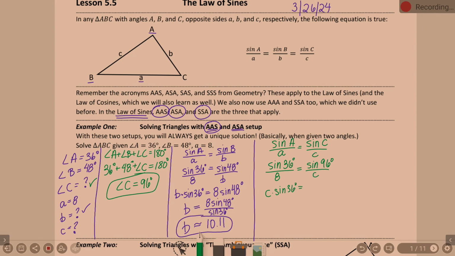If on the right you multiply by 8C, the C's cancel. You have 8 times sine of 96. In order to get C by itself, since it's C times the sine of 36, you're going to divide. So you're going to have 8 times sine of 96 divided by sine of 36. And again, I have my answer to 2 decimal places.